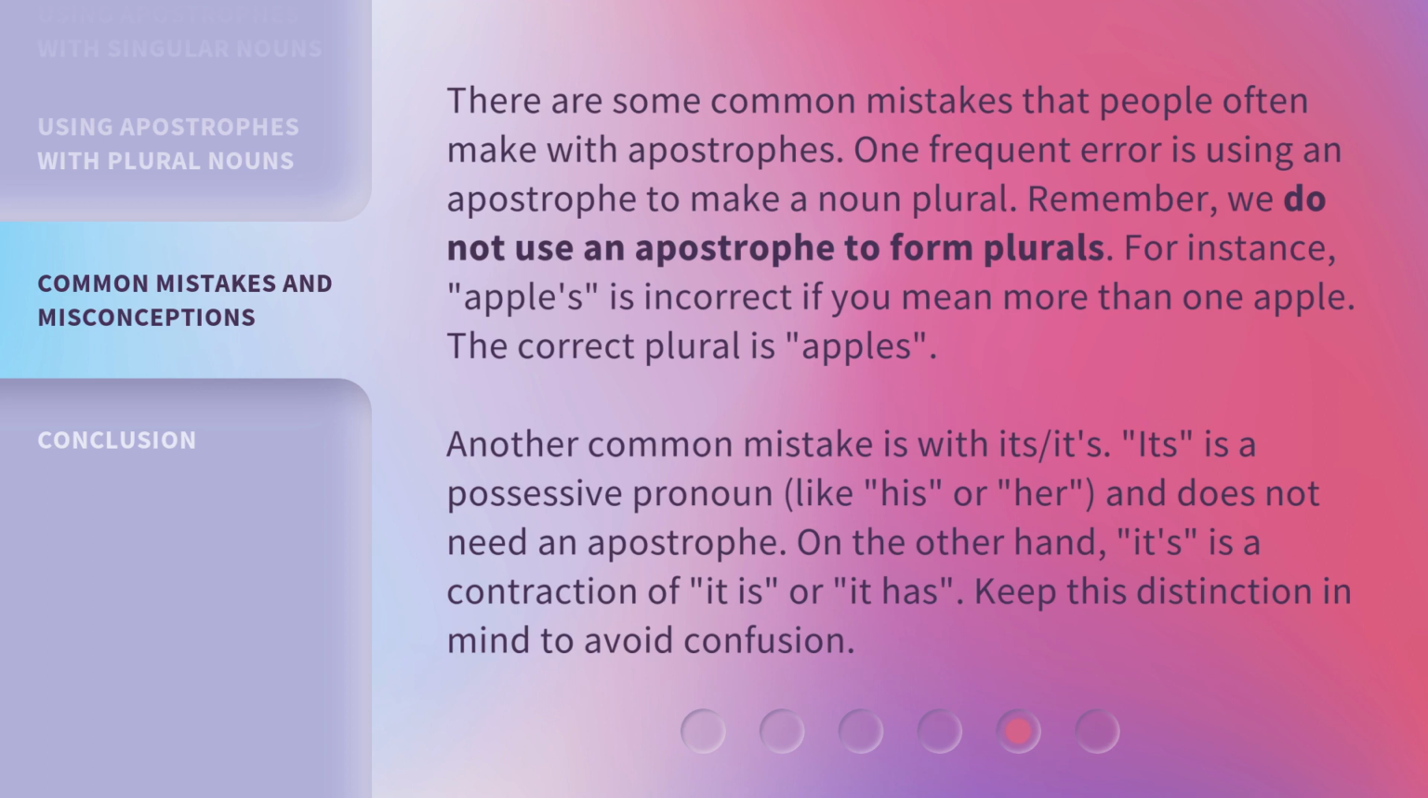Another common mistake is with its. Its is a possessive pronoun, like his or her, and does not need an apostrophe. On the other hand, it's is a contraction of it is or it has. Keep this distinction in mind to avoid confusion.